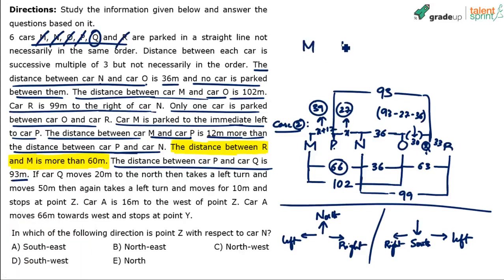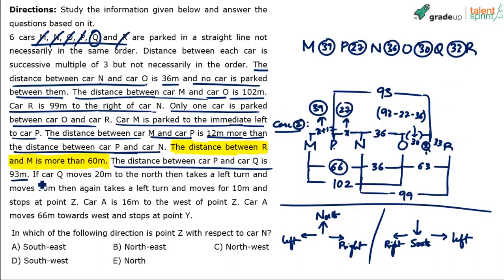It is M, P, N, O, Q, R. And let me write down the distance between each. MP, the distance is 39. PN, the distance is 27, right? NO, the distance is 36. OQ, the distance is 30. And QR, the distance is 33, right? I mean, this is the arrangement there.